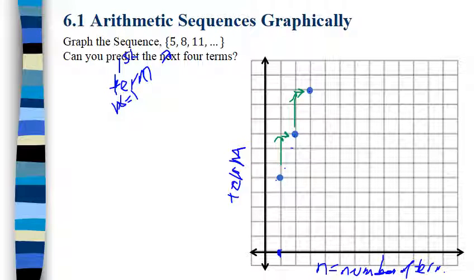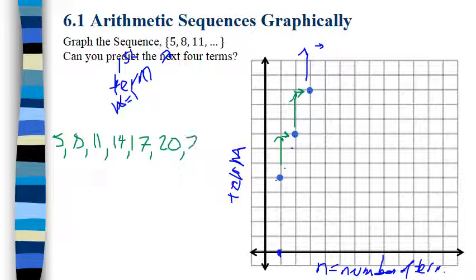So the next 4 terms, if we had a graph, we could go up 3 and over 1, because we know we're adding 3 each time. So if we start with 5, 8, and 11, and we add 3, 11 plus 3 would be 14, and then 14 plus 3 would be 17, 17 plus 3 would be 20, and then 20 plus 3 would be 23, and that would continue forever.